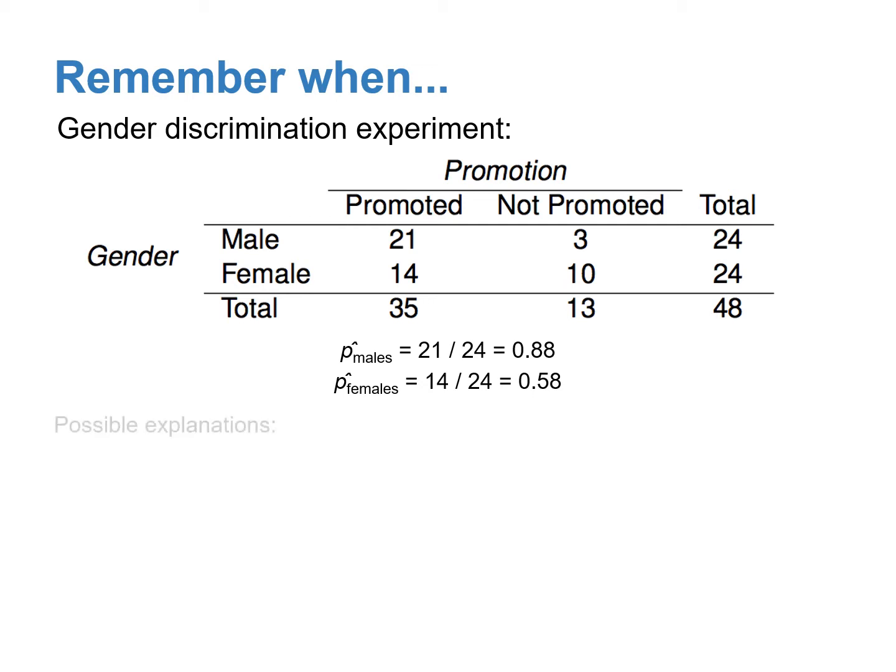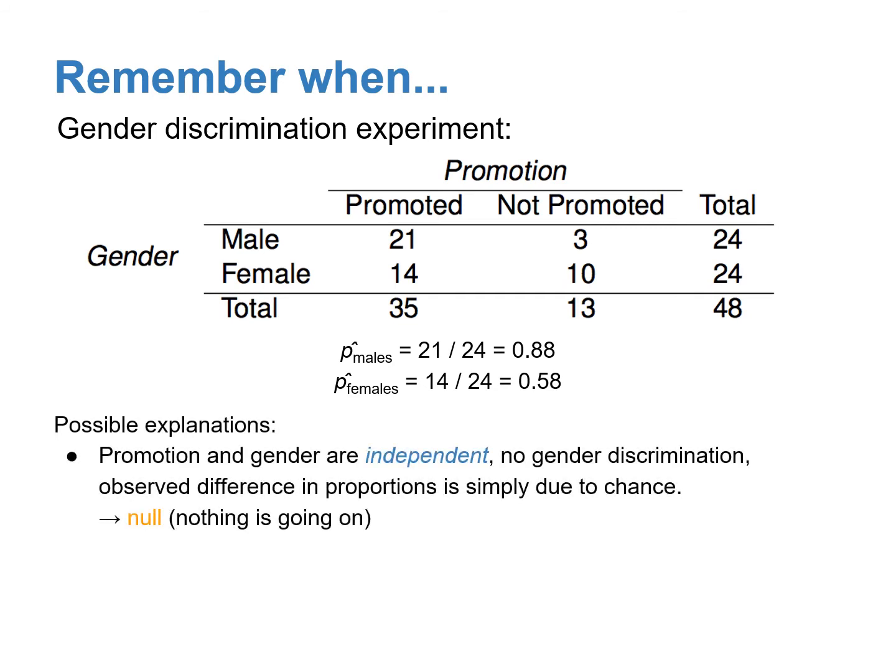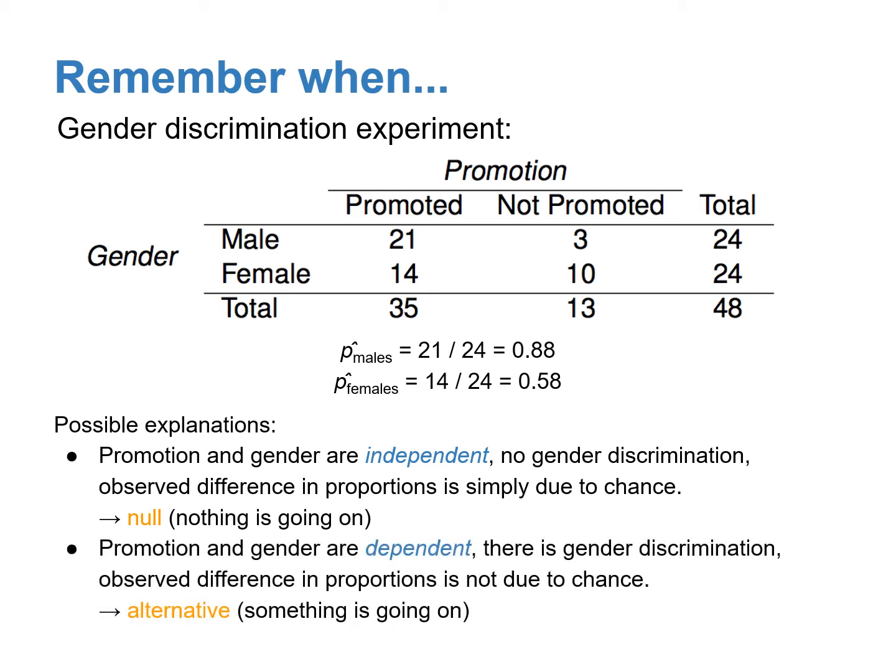Now, there were a couple of possible explanations. One was that promotion and gender are independent of each other, that there's no gender discrimination, and the observed difference in proportions was simply due to chance. That is what we call the null hypothesis, that there's nothing interesting going on, the status quo. The other possible explanation is that promotion and gender are dependent and that there is gender discrimination, and that the observed difference in proportions is not due to chance. This is the alternative hypothesis.